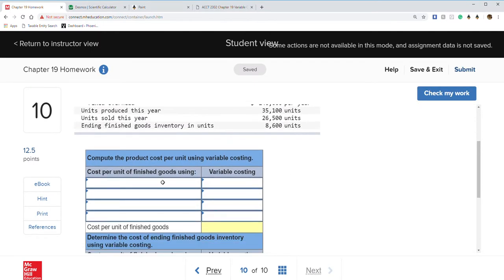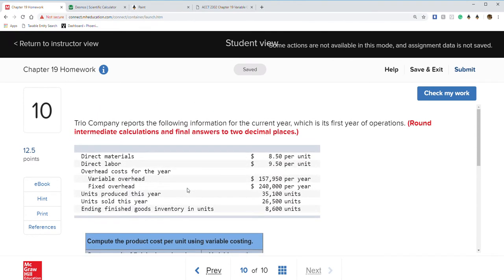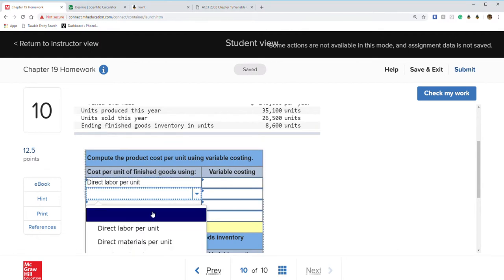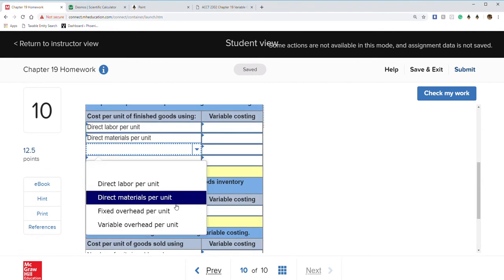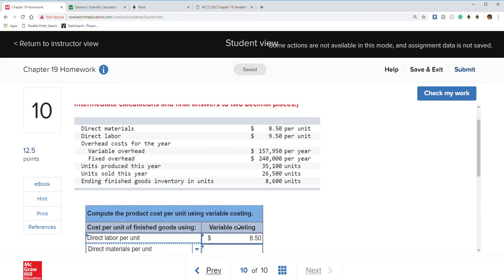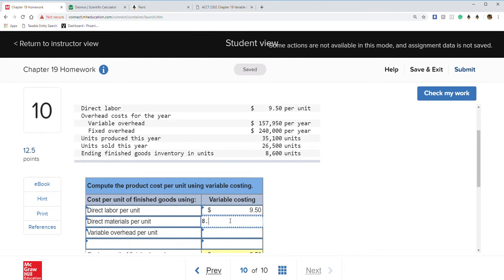Number 10. Again, now we're using variable costing. And it's changed up the numbers, so we got to do our dividing again. But again, with this, we don't use fixed. Again, variable doesn't have fixed. So it saves us a little time here. So we have 850. That was, oh, they changed up on me. I put labor first. 950 for labor, 850 for materials. So always watch out for that.